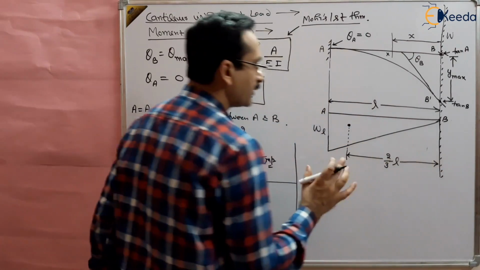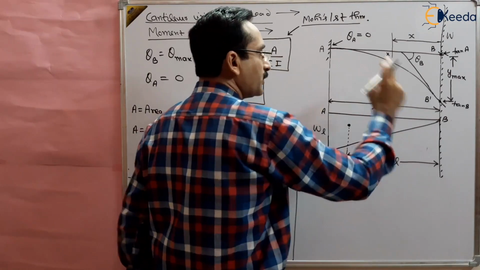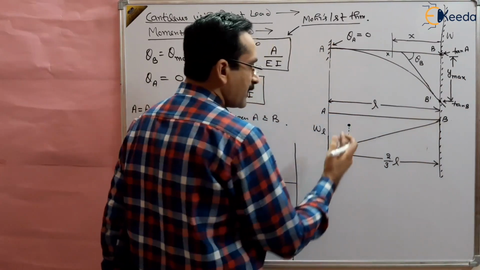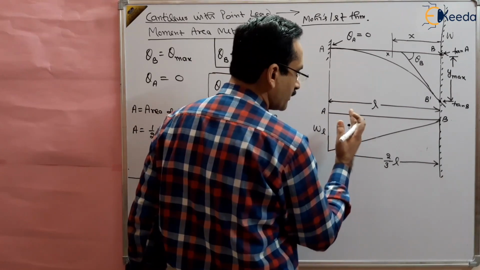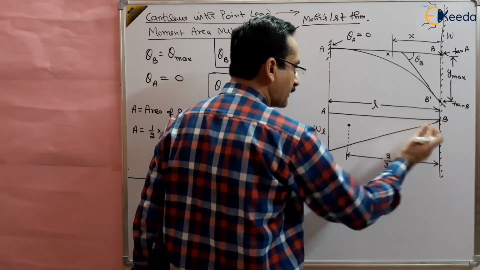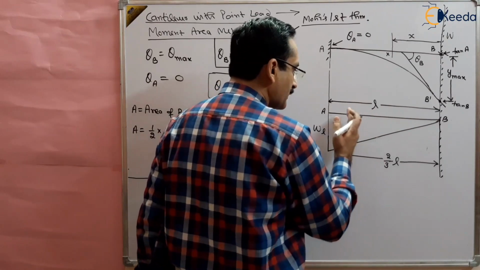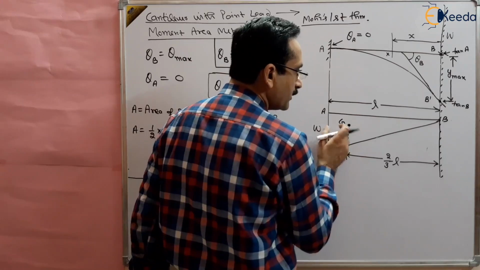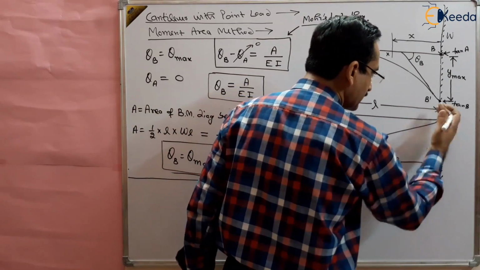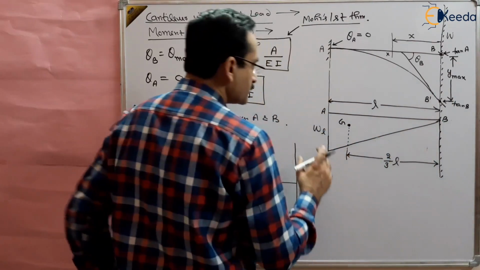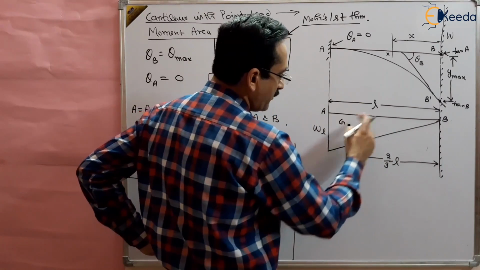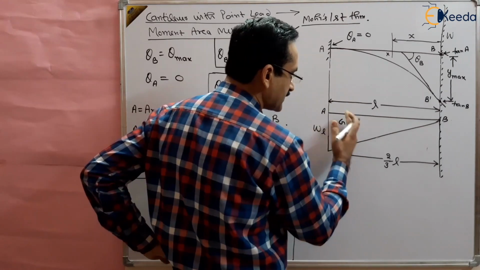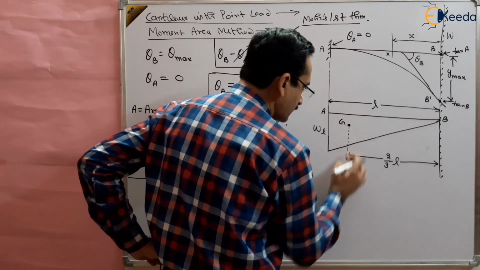The theorem says that if you find the deflection at 2 points on a reference line, then we have to take the moment of the area of the Van Neumann diagram from the centroid to this point, and the reference line, right? So what is the moment? The area is half into base into height, and the centroid of this area will be passing through this line.